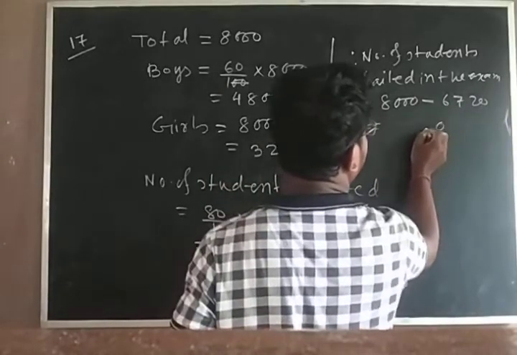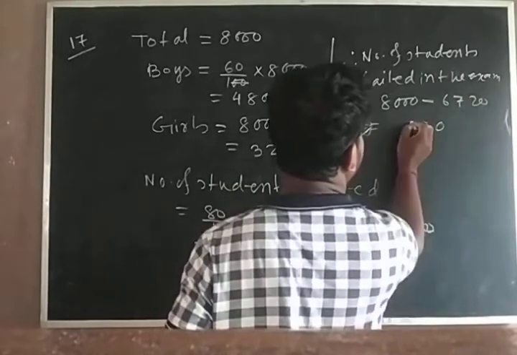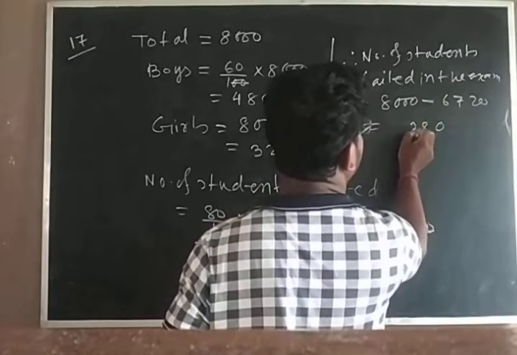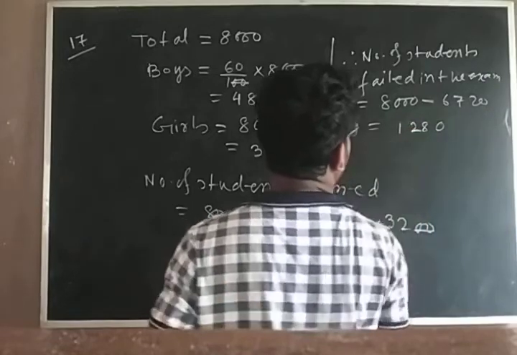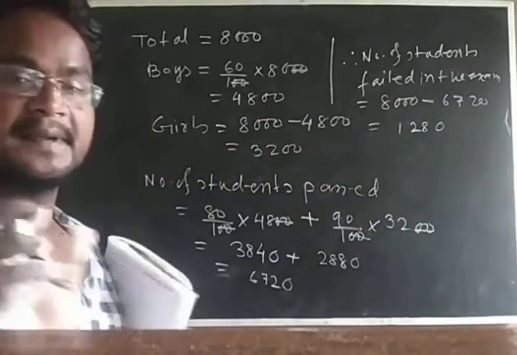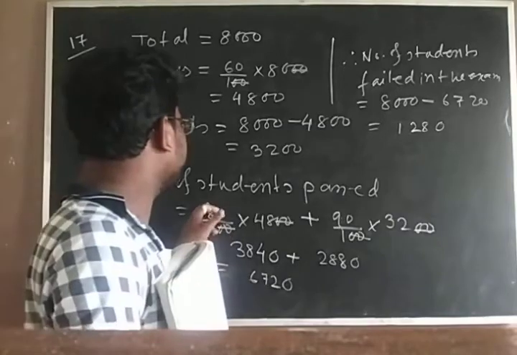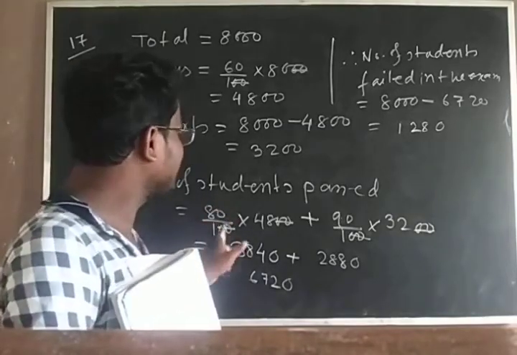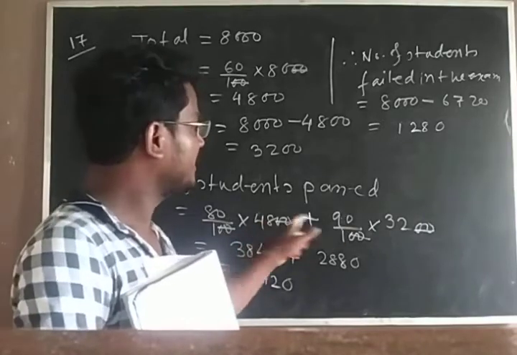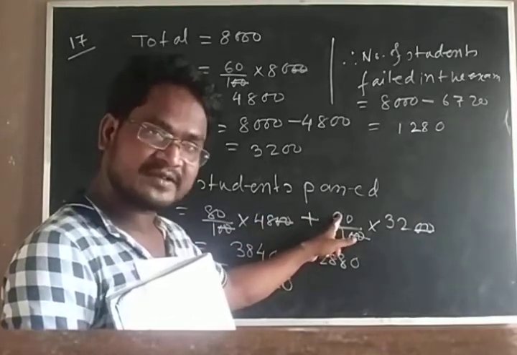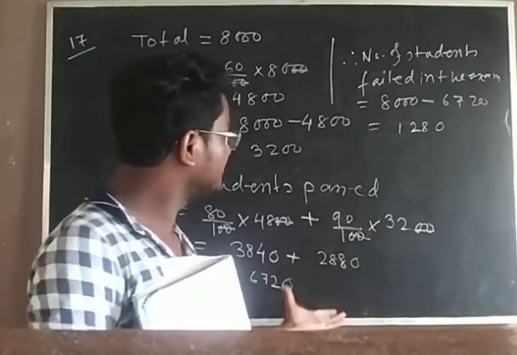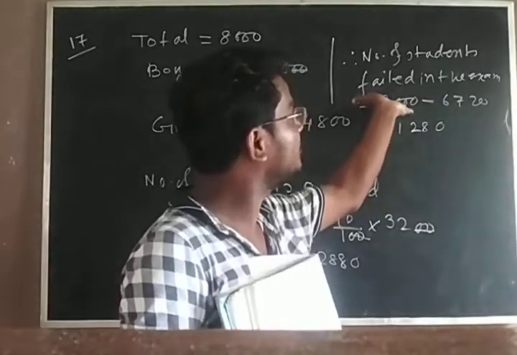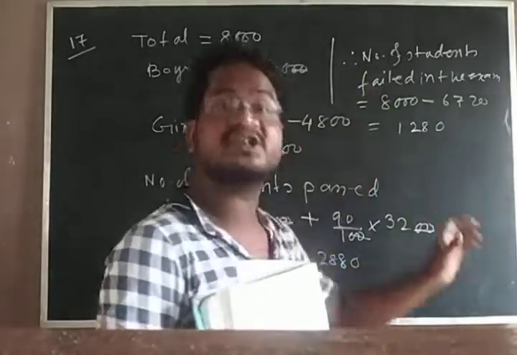is equal to 1280. If anyone can do it directly, 80% boys passed, so 20% failed, you take 20 by 100 directly, and if 90% passed, 10% failed, 10 by 100, then you can get this result. Okay, no need to subtract. Here in one method, one step is extra.